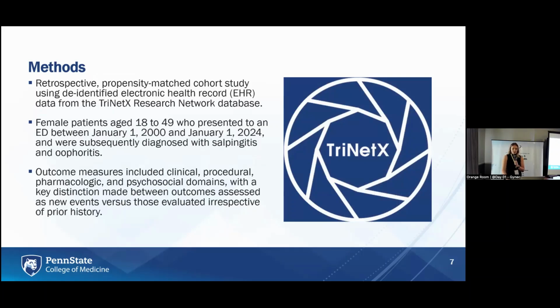Our research included a retrospective propensity-matched cohort study using de-identified electronic health record data from the Trinetics Research Network database. For our study population, we used the World Health Organization definition of reproductive age females, defined as females age 18 to 49. Within that category, we looked to see who had an ED encounter between January 1st, 2000 and January 1st, 2024, with a diagnosis of salpingitis and oophoritis. 2 cohorts were identified and the data was abstracted on May 29th, 2025. Cohort 1 included patients who had documentation of both salpingitis and oophoritis, as well as at least one or more Z code. Cohort 2 included patients with salpingitis and oophoritis that did not have a documented Z code.